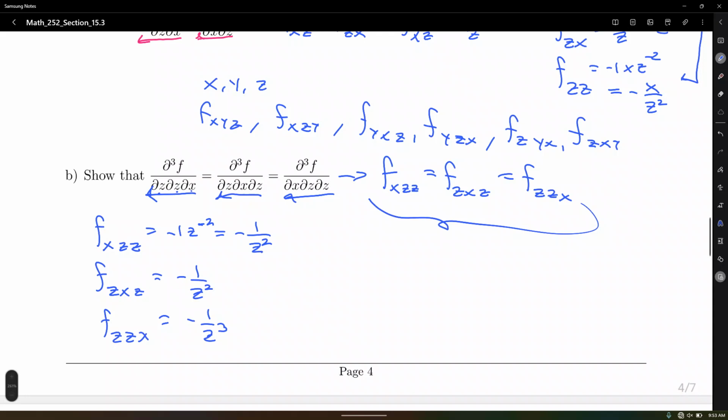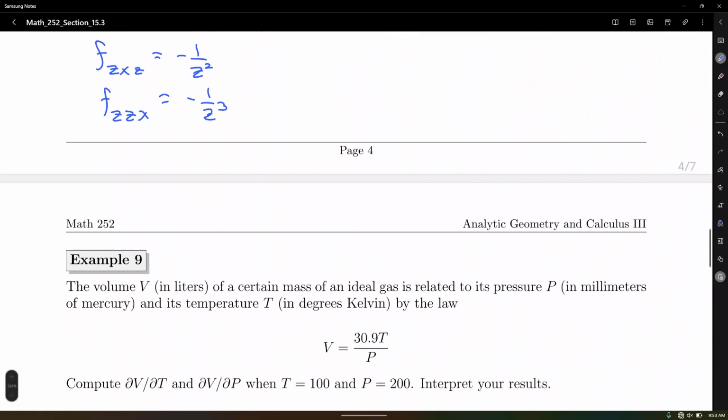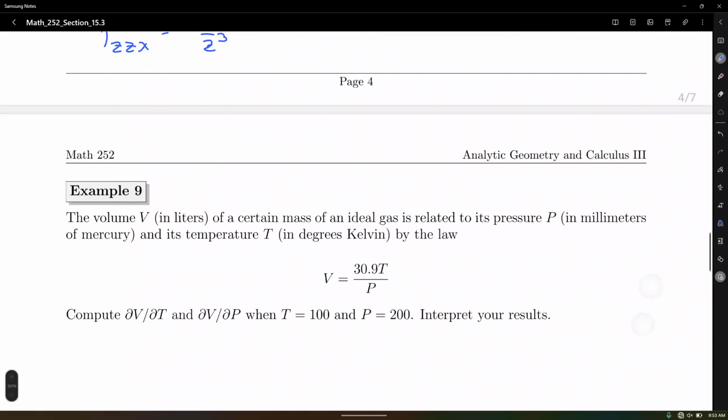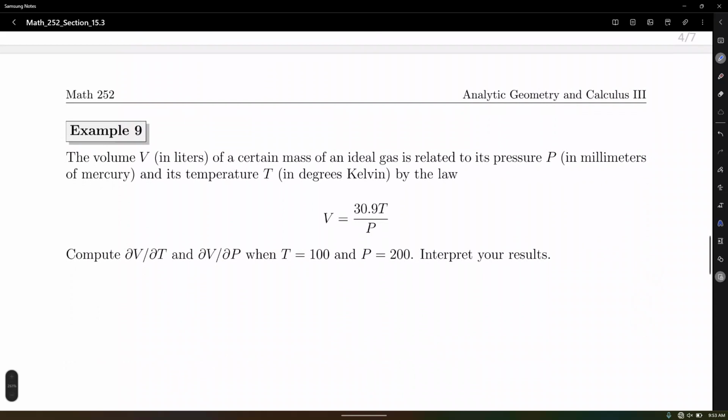All right, applications. Let's have a look at a cool application to chemistry in the next page. The volume in liters for a certain mass of an ideal gas is related to its pressure in millimeters of mercury and its temperature T in degrees Kelvin by the law V equals 30.9 T over P. Let's have a look at this equation.